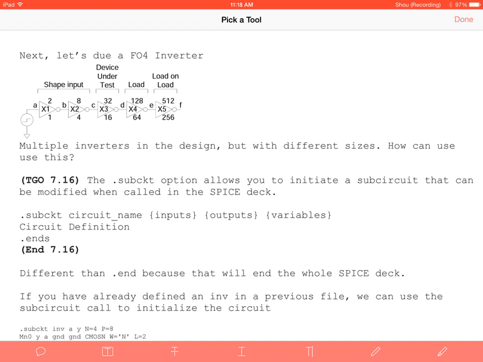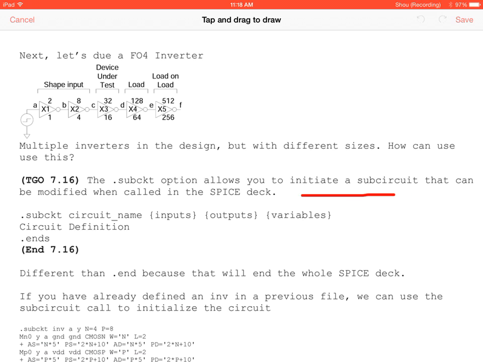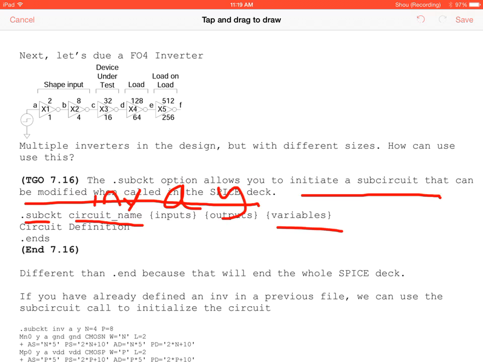The .subckt option allows you to initiate a subcircuit that can be modified when called in the SPICE deck. And the notation for it is you have your subcircuit, you name the circuit, so if we're doing inverter, we do INV. Then the inputs and outputs, so we could call A and Y, just like we did before. And then we have variables that we're going to define afterwards.